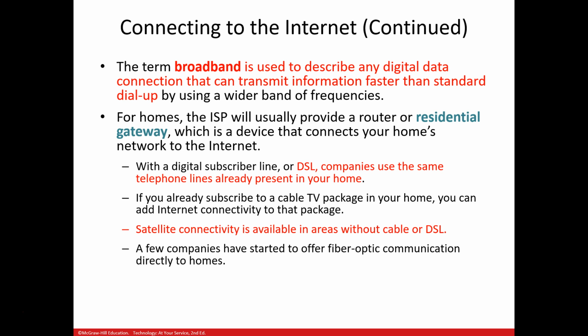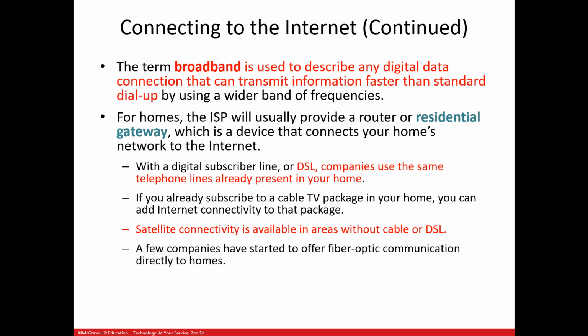Okay, so there are different types of broadband. You have DSL. Companies use the same telephone line that is already present in your home. The DSL speed is normally from 1.5 to 100 megabits per second. The next one you have is cable, right? Cable TV speed is normally from 10 to 1000 megabits per second. So which one is faster? Cable is faster than DSL.